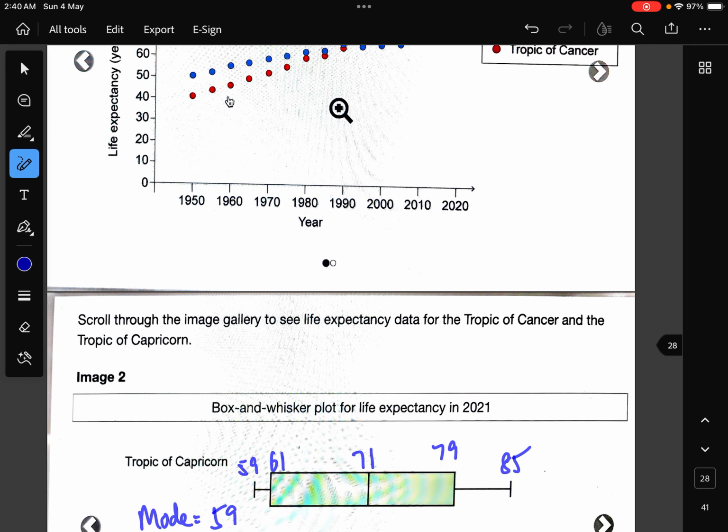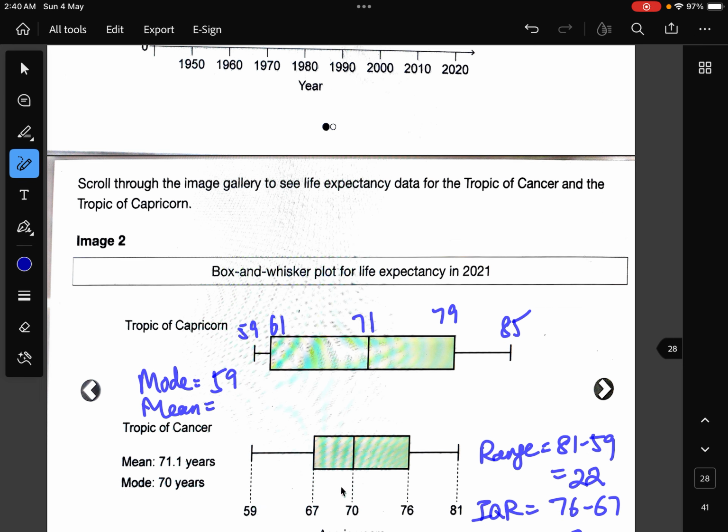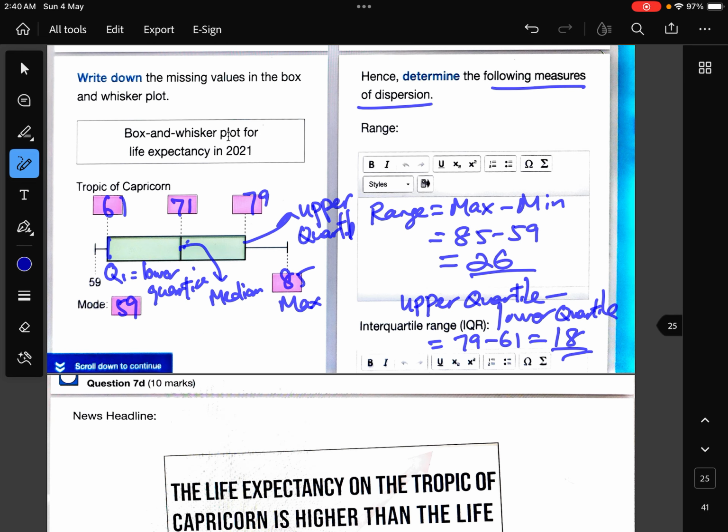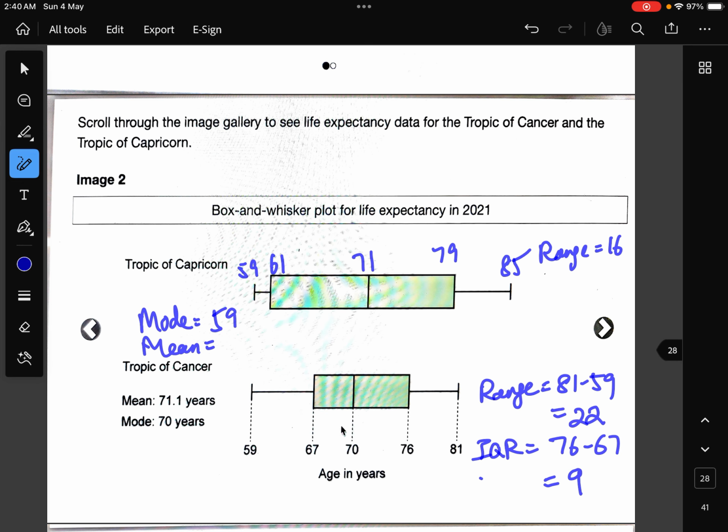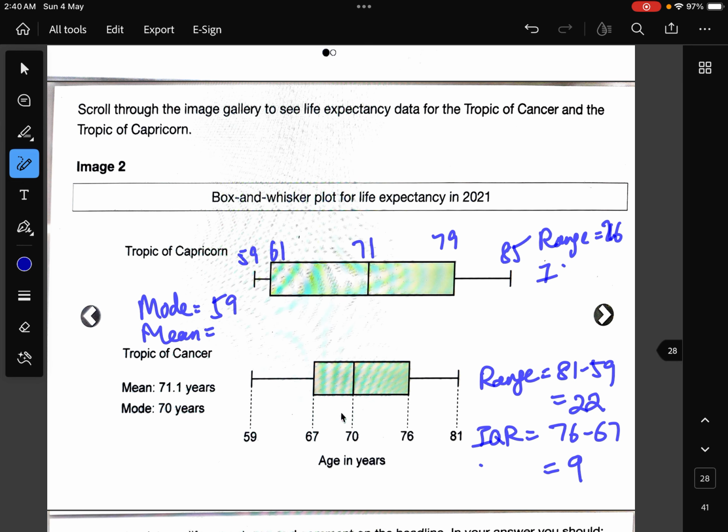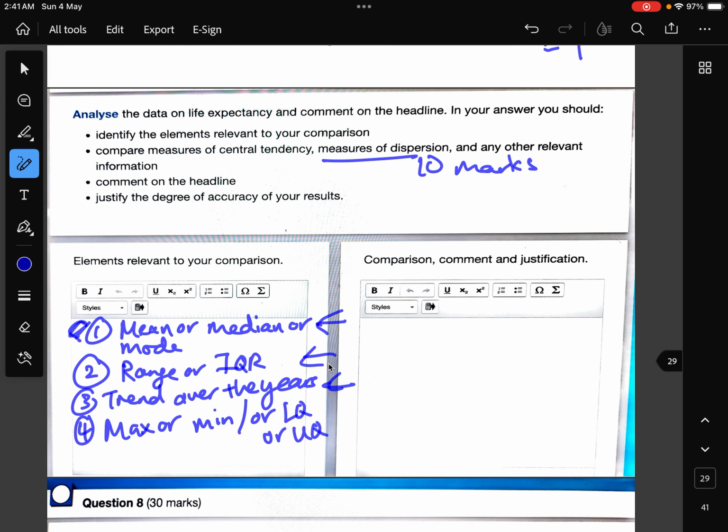So let me just put all this down in the same place. Okay, so range was it 16? No, 26, sorry. And the interquartile range was 18. So generally the Capricorn has the higher numbers in this case. Okay, so we could just simply say that Capricorn has a larger median, interquartile range and range.